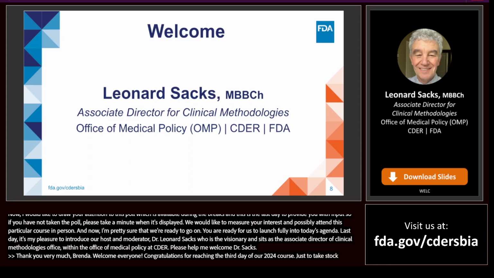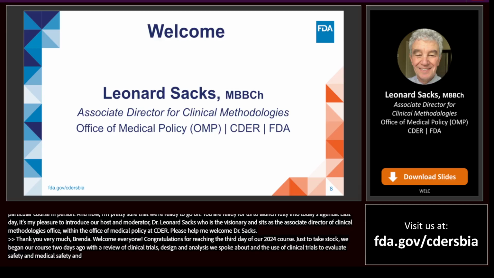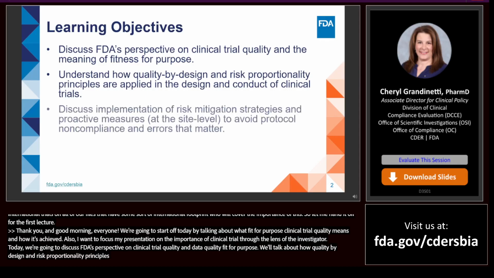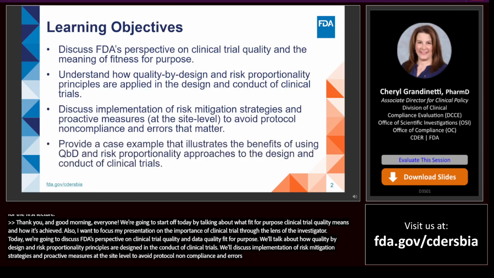The course embarks on a journey through the intricate landscape of clinical trial design and analysis, with a keen emphasis on the evaluation of safety and efficacy. A significant focus also lies on the participation of specific populations in these trials, recognizing the vital role their inclusion plays in robust research. Transitioning from design to execution, we uncover that risk mitigation strategies, along with proactive measures at the site level, are fundamental to upholding protocol compliance. This diligent approach minimizes errors that could substantially affect trial outcomes, ensuring the integrity of the research process.